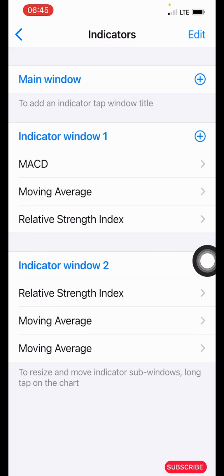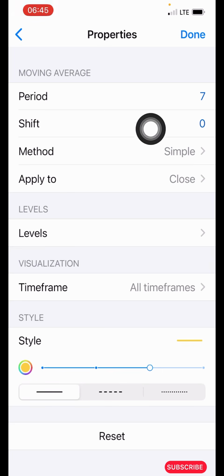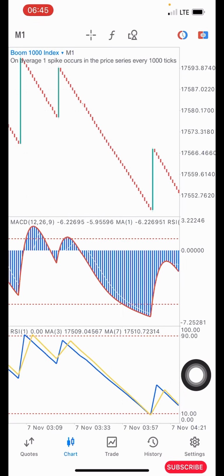You click on this plus icon again, then you search for moving average again. Now for this one, you are going to make the period 7, the shift is 0, method is simple, apply to close. The level, you leave it as it is, time frame is all time frame. The style, now you make the color yellow, 3 pixel, you click on done.